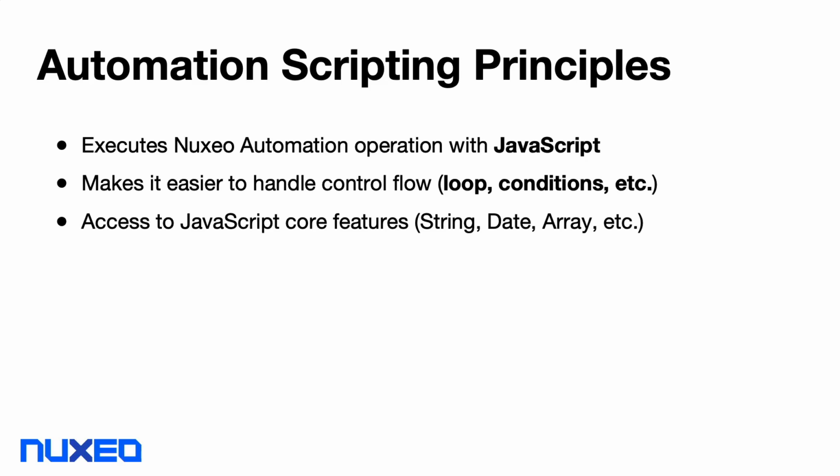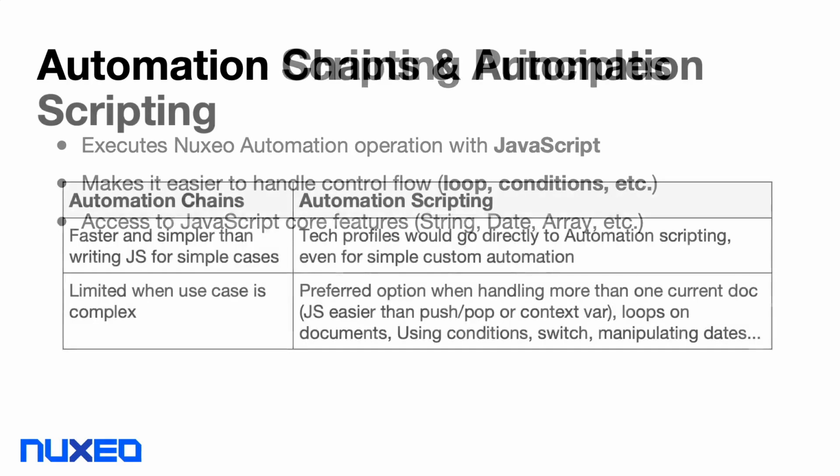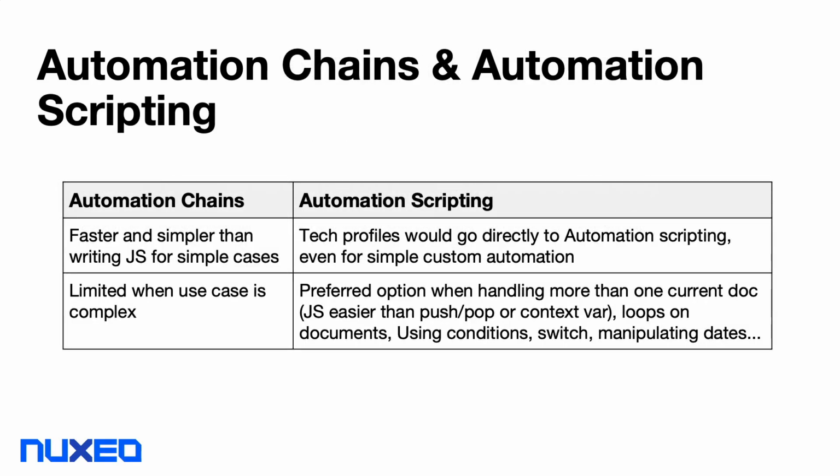Because it's JavaScript, you can implement more advanced logic than in automation chain. For example, you can implement loops and conditions and access all JavaScript core features to manipulate strings, dates, and arrays. If we have to compare automation chains with automation scripting, just remember that automation chains are designed to implement simple use cases. However, automation scripting are built to implement more advanced logic with conditions, loops, etc. Finally, you can implement all automation chains inside an automation scripting object.